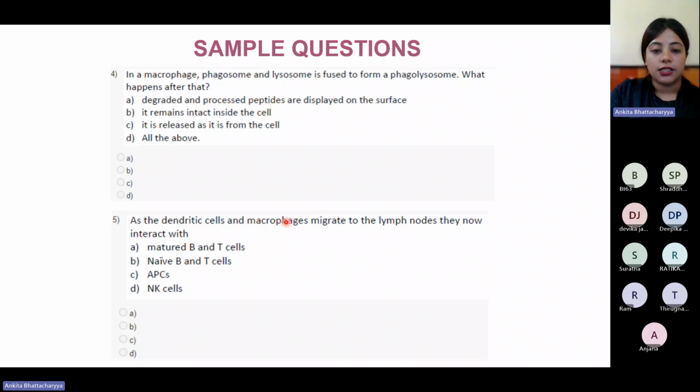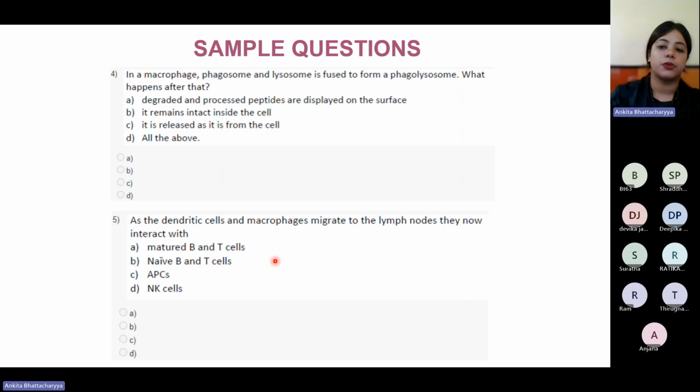As the dendritic cells and macrophages migrate to the lymph nodes, they would now be able to interact with which of the following? Mature B and T cells, naive B and T cells, APCs, or NK cells. Dendritic cells and macrophages themselves are the antigen presenting cells. Obviously, they don't interact with APCs or even with NK cells. And when they are migrating to the lymph nodes, they would be interacting with mature B and T cells.